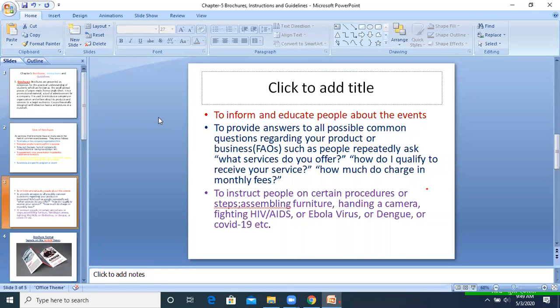To instruct people on certain procedures or steps, assembling furniture, handling a camera, fighting HIV AIDS or Ebola virus or dengue or COVID-19, etc.